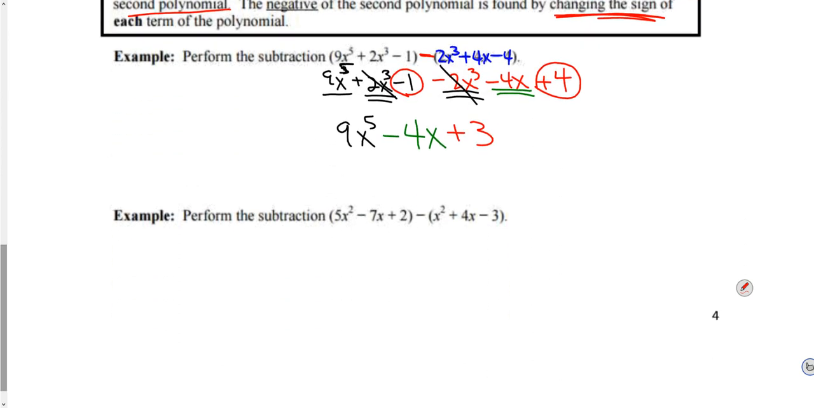So the big thing, and I don't know if you guys want to jot this down, but when you see a minus in the middle, you have to change all signs to the right.